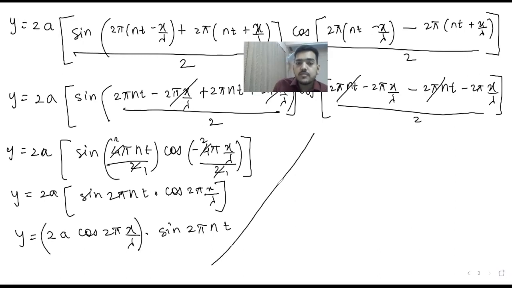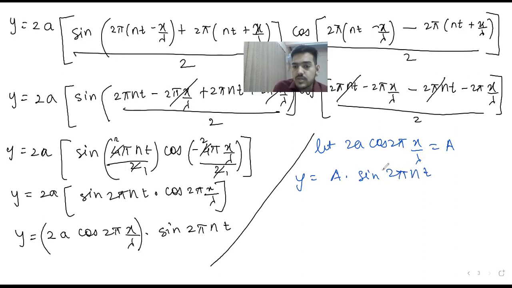So I'm writing it here. Let 2a cos 2 pi x upon lambda be equal to capital A. That is the resultant amplitude of the wave. So what will be the final equation? Y is equal to A sine 2 pi nt.